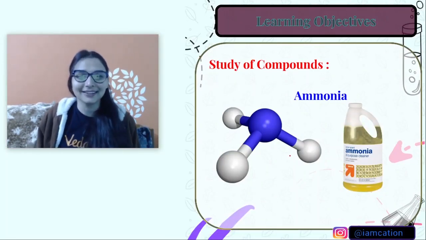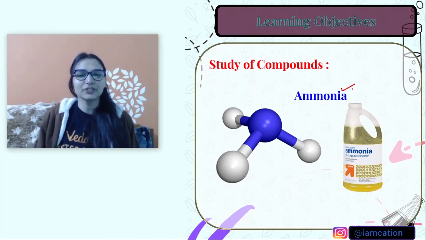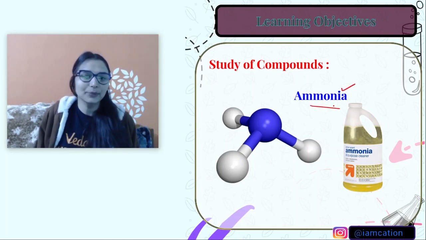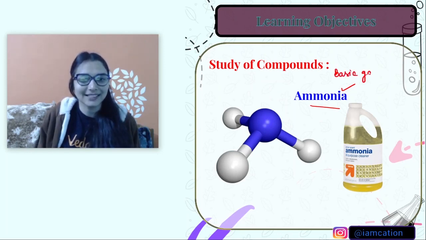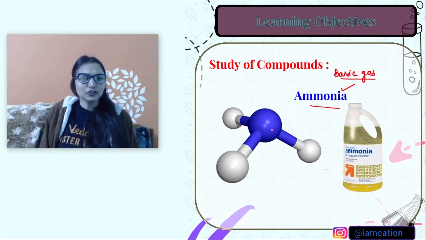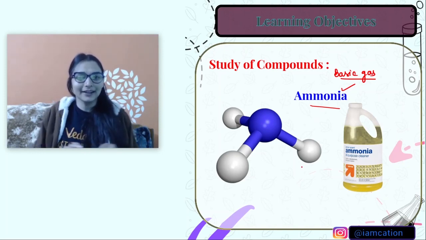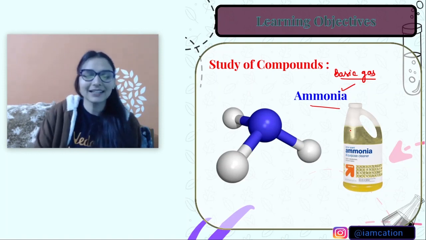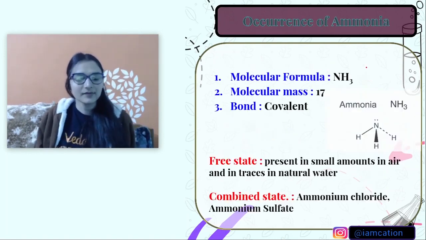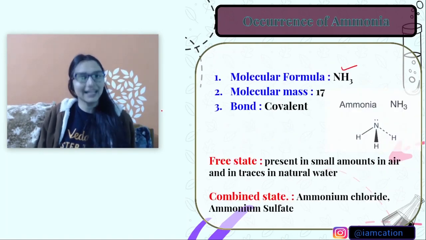So let's start the chapter Study of Compounds: Ammonia. This is the only basic gas that is present in your syllabus. It's a basic gas, and you can see the structure shown over here in the form of a pyramidal shape. That is the shape of ammonia. The molecular formula is NH3.